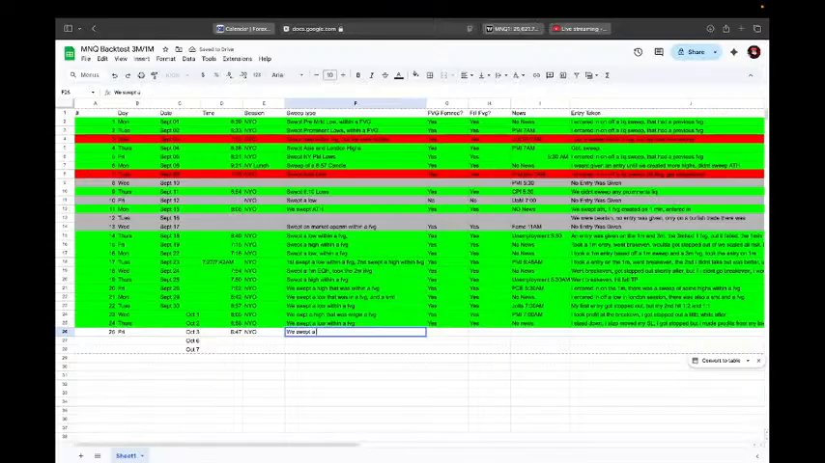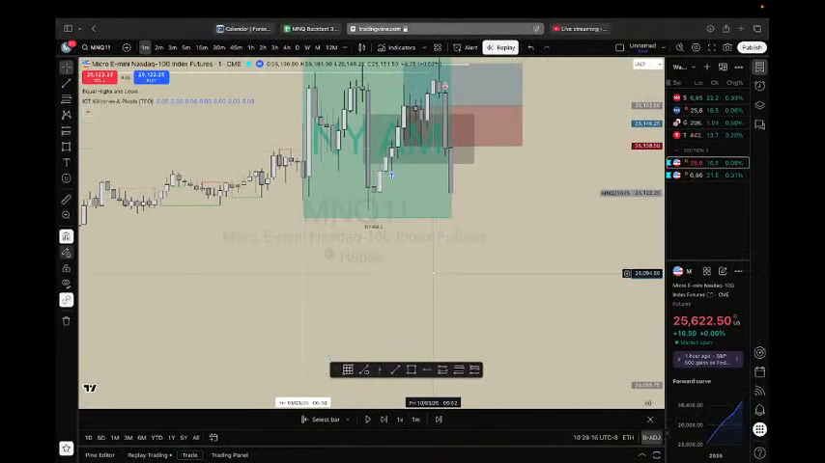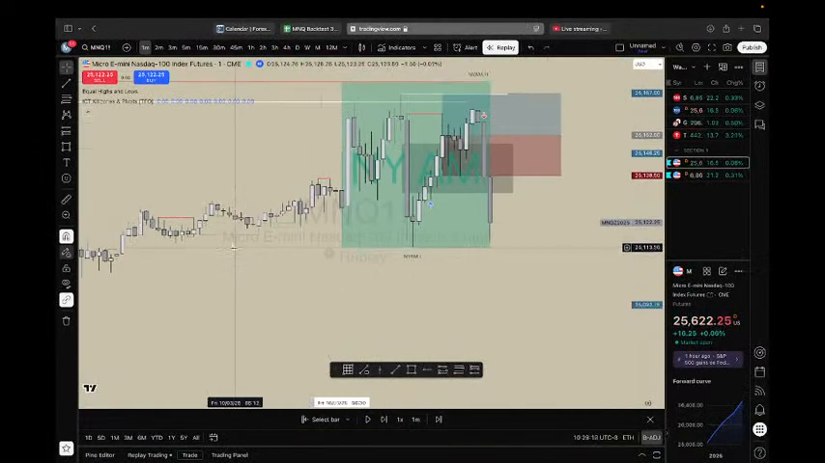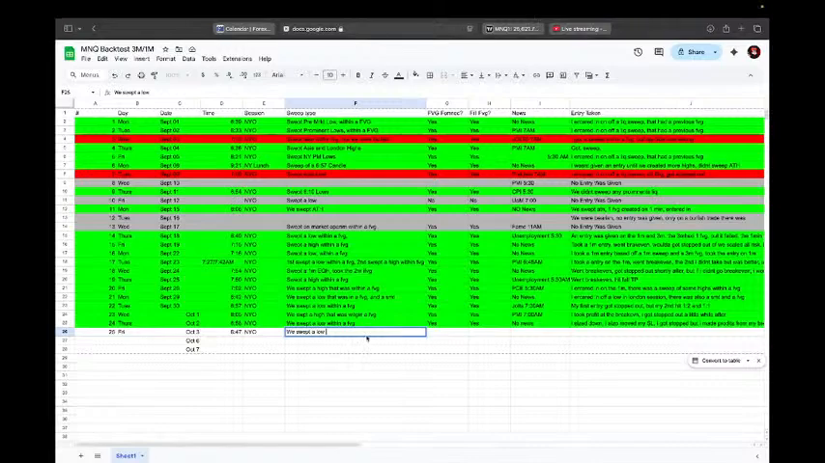We swept, was it a low? Yeah, we swept a low. Was there a fair value gap? Let's see. And there was also an SMT, right? Yeah, there was. There is a fair value gap over here, a 1 minute fair value gap. There's probably another higher time frame one, but we'll just write that down. So a low within a fair value gap with an SMT. I wish the SMT would have just held.